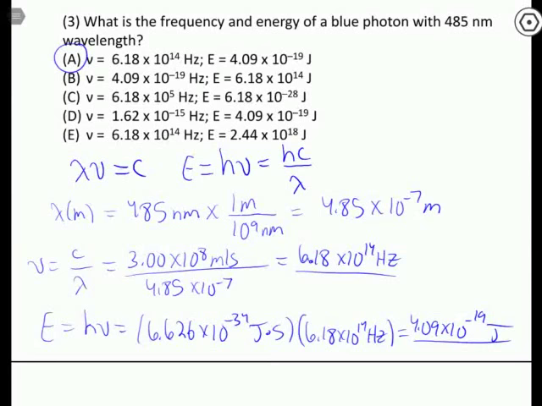Now keep in mind we could have problems where we use these equations by themselves as we did here, or sometimes you might have to do the Bohr equation where you're figuring out transition energies between levels, and you have to use these equations to convert between energies and wavelengths and frequencies. So those equations could come back in other contexts as well.